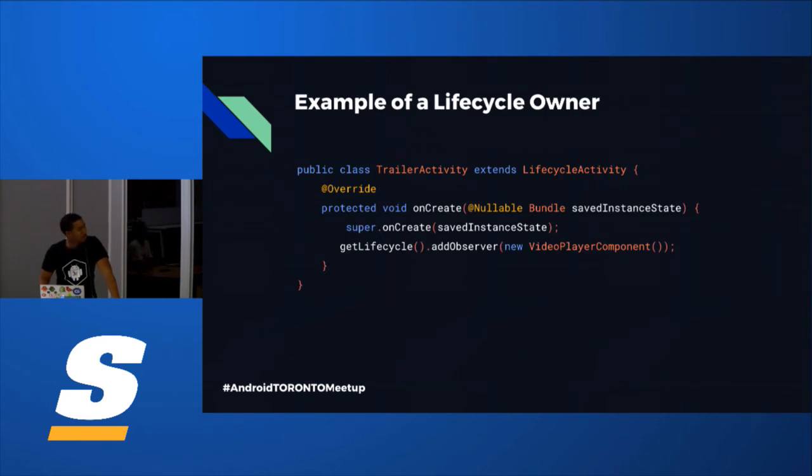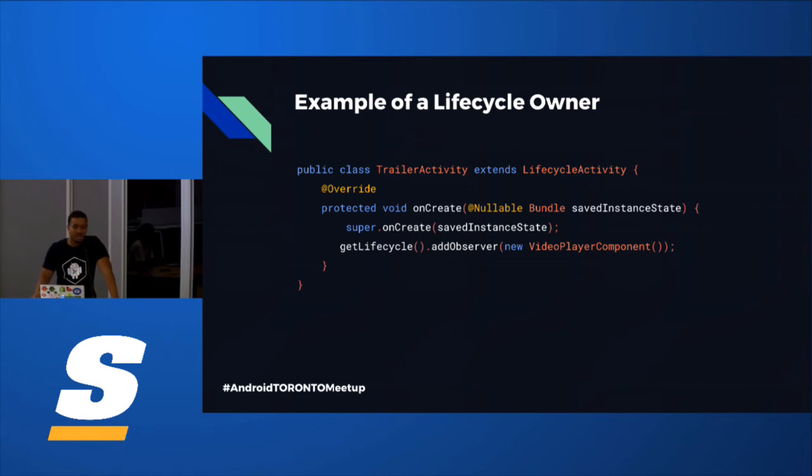So basically, this is an example of a lifecycle owner, as I was saying. Before, you had to do LifecycleActivity. Now it's just the AppCompatActivity and the fragment from the support library, and you get the lifecycle, and then you add an observer, which is the component. So now in your onCreate method, the only thing you have to specify is adding all of those components.